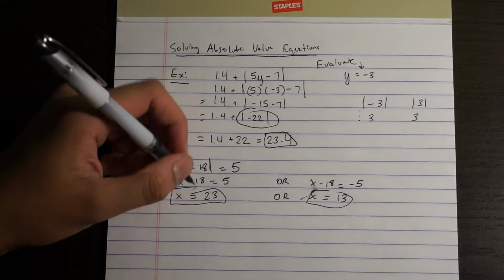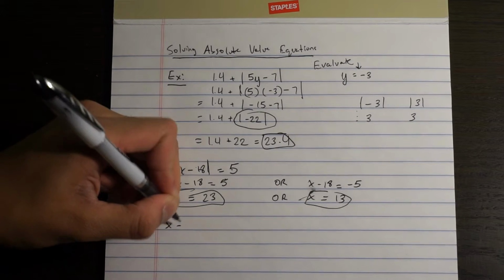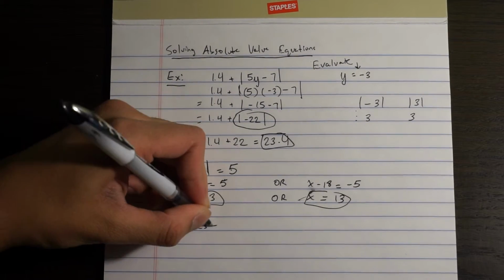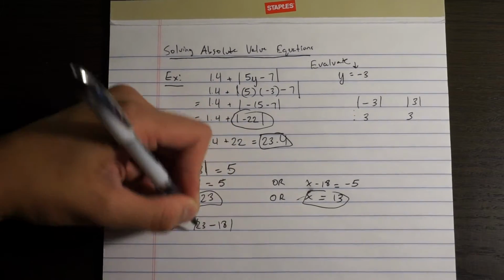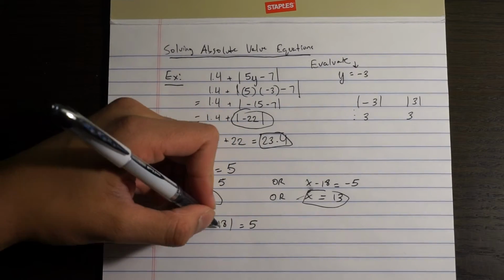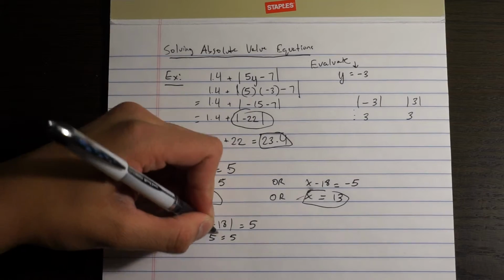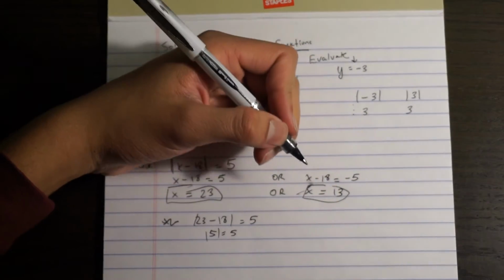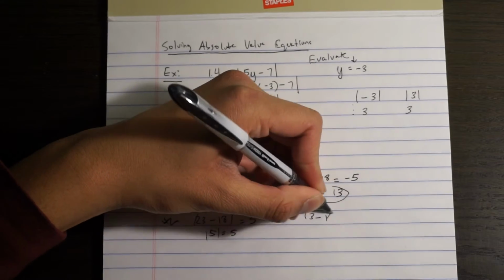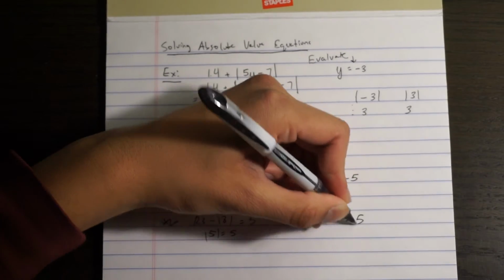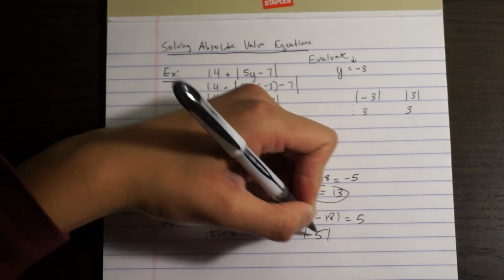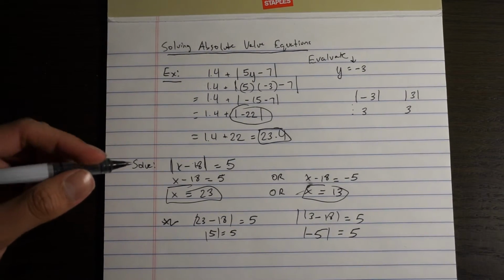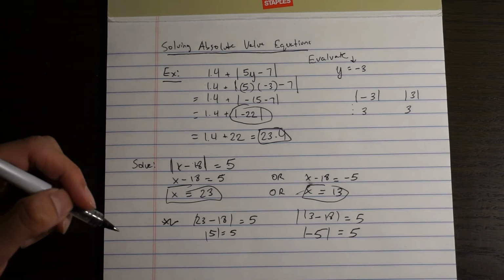And we can check this. When x is 23, 23 minus 18 equals 5. This is true. Or here, 13 minus 18 equals -5. Absolute value of -5 is just 5. And that's a quick introduction to solving absolute value equations.